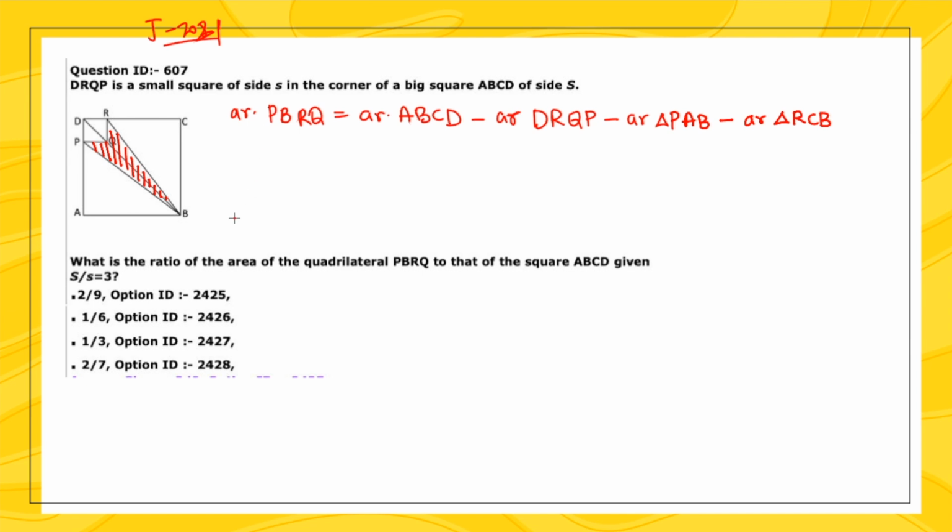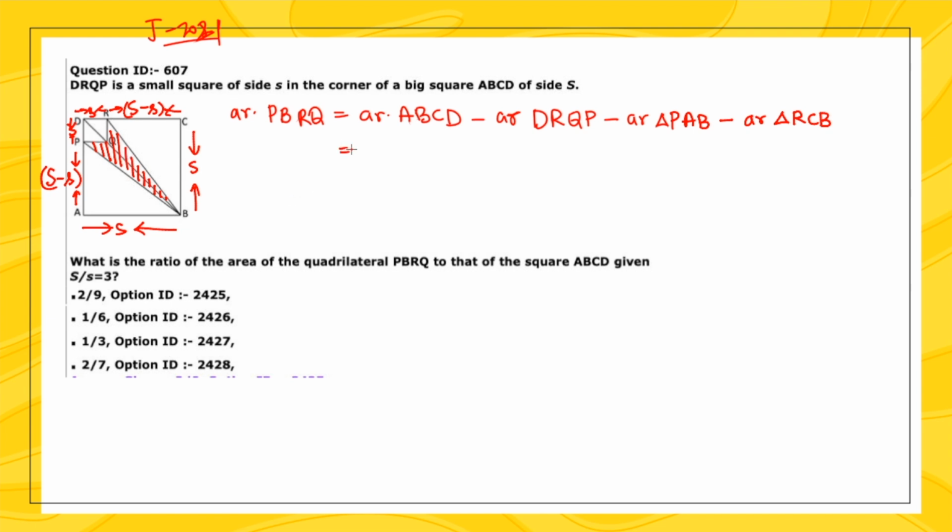To get that, I should first write down the sides. Over here the side is capital S, and this side is also capital S, as they belong to the bigger square. This side is small s. The side AP will be capital S minus small s, from here to here. Similarly, this side RC will be capital S minus small s. So I got the things now.